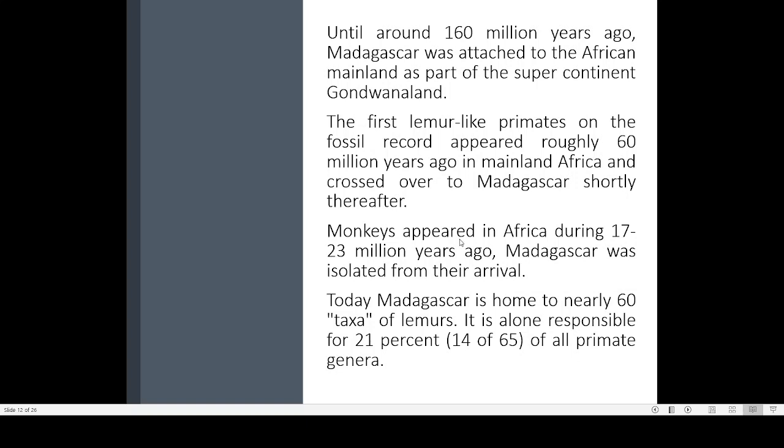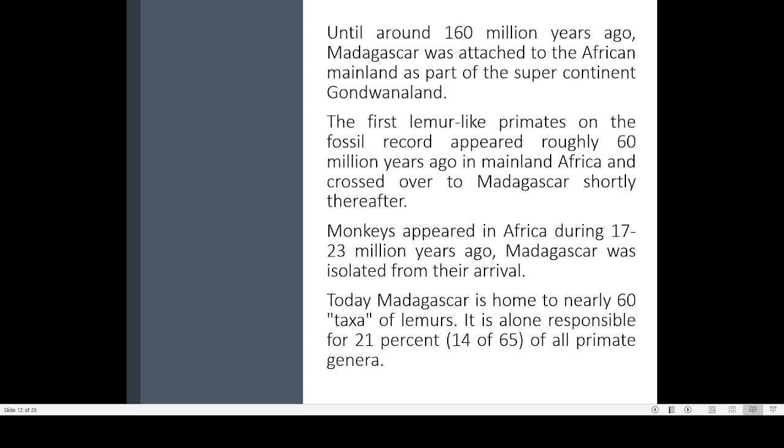Now monkeys appeared in Africa 17 to 23 million years ago, and Madagascar was isolated from there. So one important thing you can find in Madagascar is that these lemurs are very primitive type of monkeys. They are similar to primates, but there are not so many lemurs in Africa.